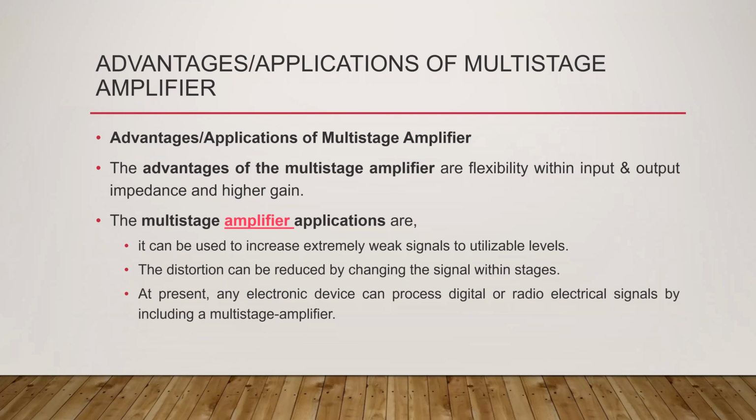If you use a single-stage amplifier, the single-stage input impedance will act as the input impedance, and its output impedance will act as the output impedance. Whereas in a multi-stage amplifier, since I am using multiple amplifiers, I have the flexibility of getting any input impedance or output impedance as per the requirement, simply by changing the transistor, which is not possible in a single-stage amplifier. As well, I can get any desired output gain.